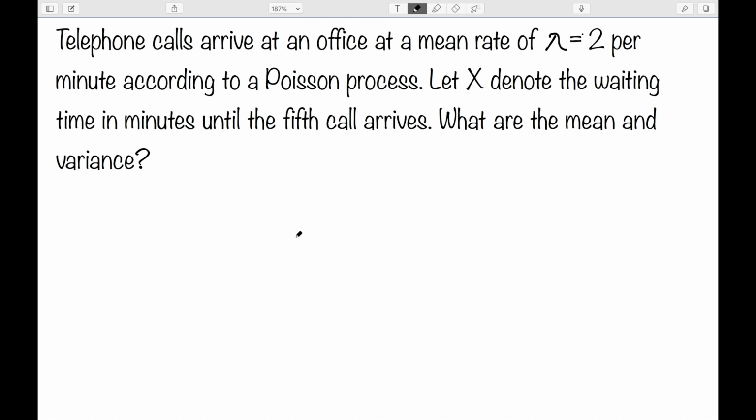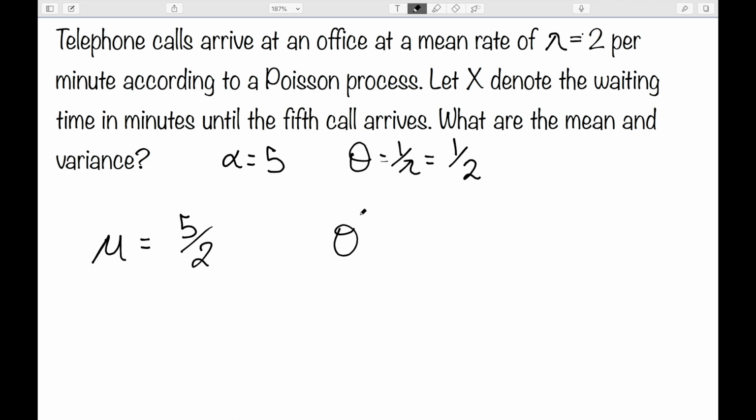Let's suppose telephone calls arrive at an office at a mean rate of lambda equal to 2 per minute, according to a Poisson process. We're going to let x denote the waiting time in minutes until the 5th call arrives. What are the mean and variance? In this case, alpha is equal to 5, and theta is 1 over lambda, so 1 over 2. The mean is then given by alpha theta, so 5 over 2. And the variance is alpha theta squared, so 5 over 4.